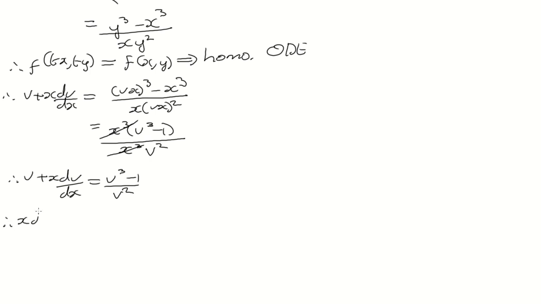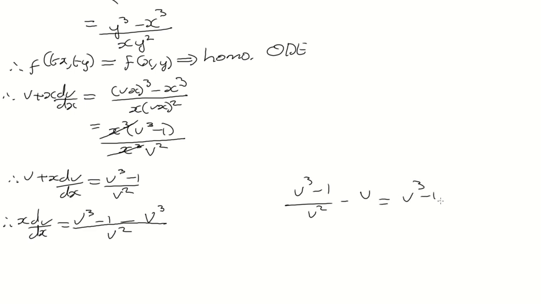Therefore means I'm having x dv over dx equals v cubed minus 1 minus that v would come here from left multiplied by v at the bottom, all over v squared. So we're basically having v cubed minus 1 all over v squared minus the v from the left hand side. So you can see if we put this together, that gives us v cubed minus 1 minus v cubed all over v squared. Okay, so this is what we did.